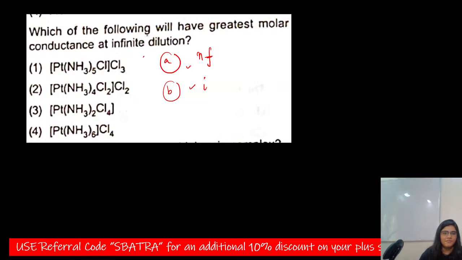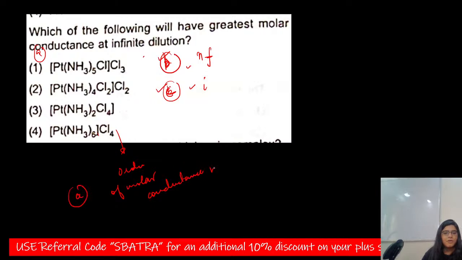So the first part is the question itself. Then the second part, you need to calculate the n factor for all compounds. The third part is to calculate the van 't Hoff factor for all compounds. This is your question. First part, which will have greatest molar conductivity, or you write down the order for conductance. Just tell me the order of molar conductance at infinite dilution. You have 4 options for that.